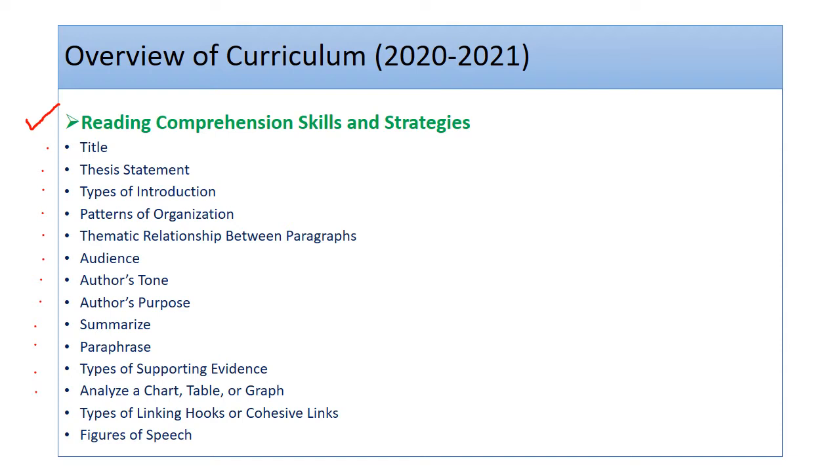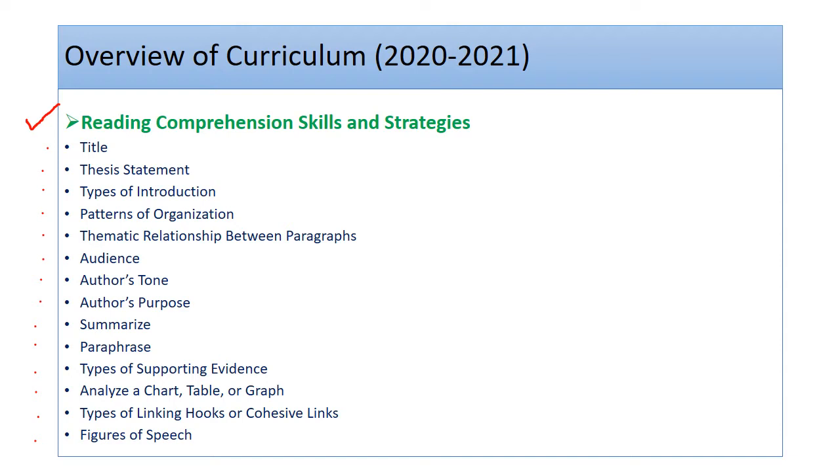Analyze a chart, table, or graph. Remember, we did that a lot last year. I'm going to go through it again this year, of course. Types of linking hooks or cohesive links. Again, does the author link the paragraphs or ideas within a paragraph indirectly or directly? You will take how the author links them. And of course, figures of speech: simile, metaphor, personification, paradox, etc.